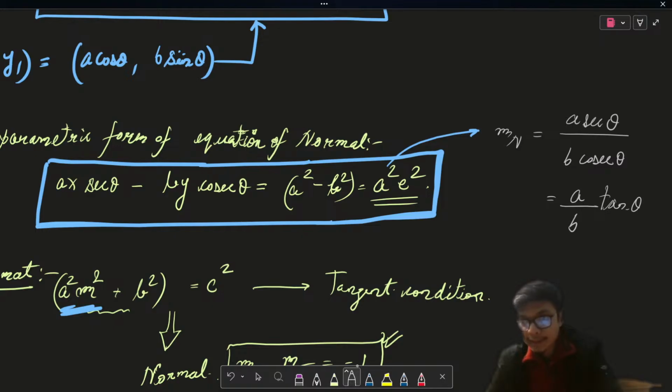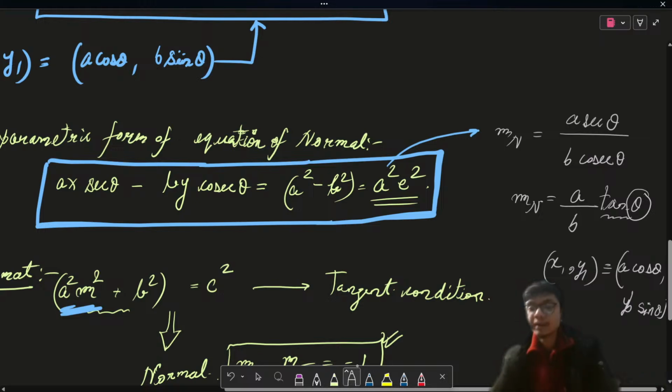So a by b tan theta, right? And I can equate this to the equation of the normal as well, right? Now the conversion that we have to do is that we have to deal with this theta, right? Here the theta point was the parametric point, that was when I compared x1, y1 to be equivalent to a cos theta, b sin theta, right? This was the equivalent parametric relation, right?